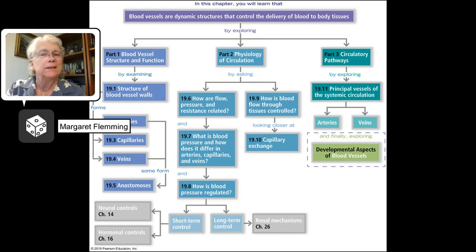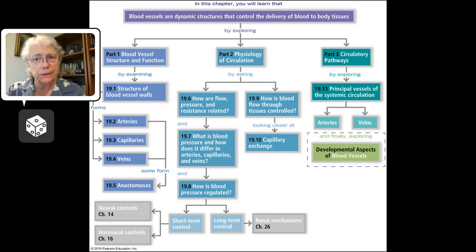All right, chapter 19. It's a little complicated, a little involved, and so we're going to break it up into several chunks. This chapter ought to put the cardiovascular system together for you. Remember that an organ system is made up of various organs.